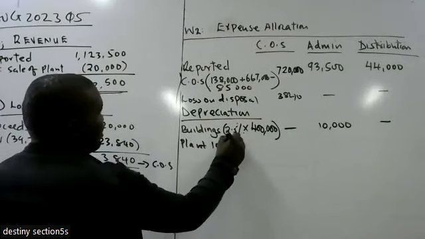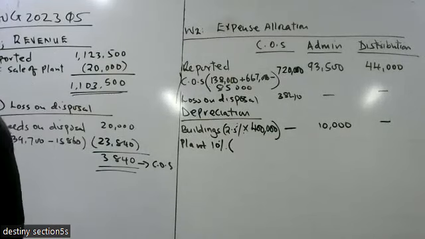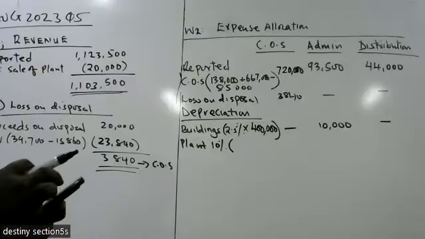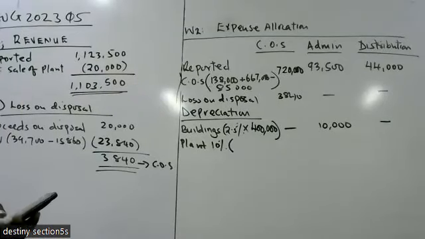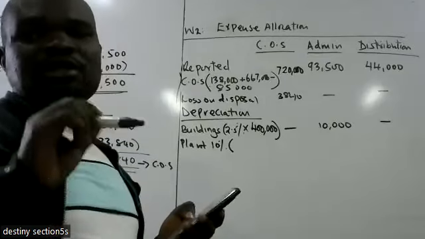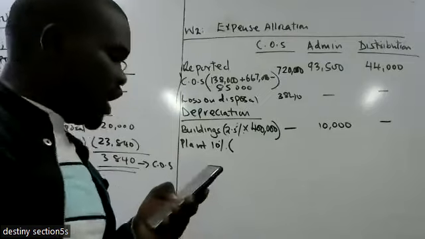Plant, 10%. They want it on reducing balance. Reducing means on net book value. So you take the initial cost of plant and subtract accumulated depreciation. You reduce first, then you charge.